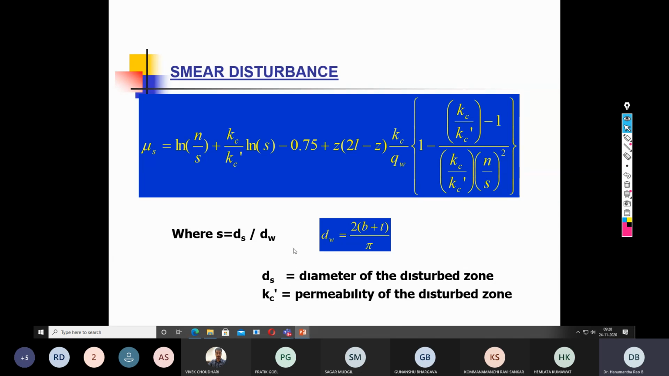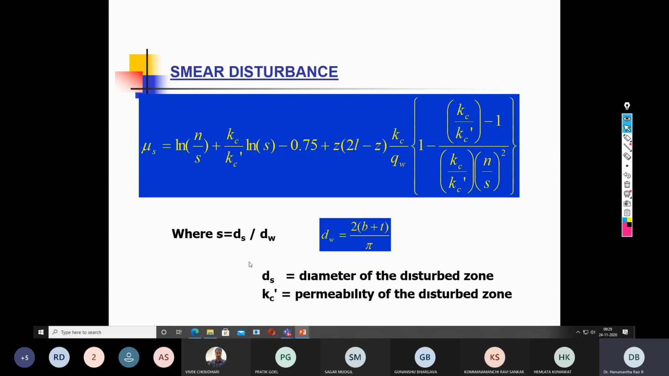Kc is the permeability of the original clay. Kc dash is the permeability of the disturbed zone. This is a big equation, so you don't need to remember these equations. In fact, this equation accounts for both smear and well resistance. Okay, so this is the equation for accounting for the smear effect.